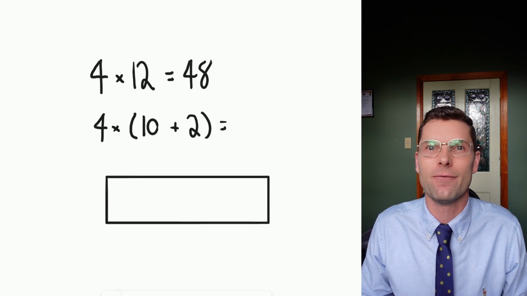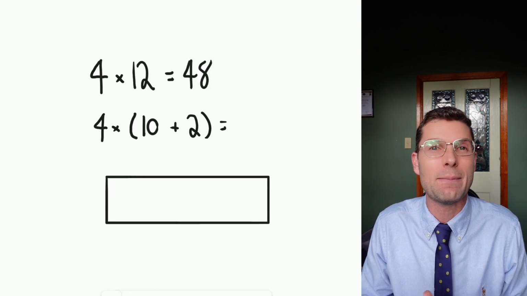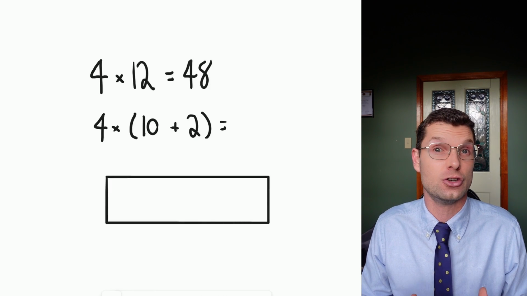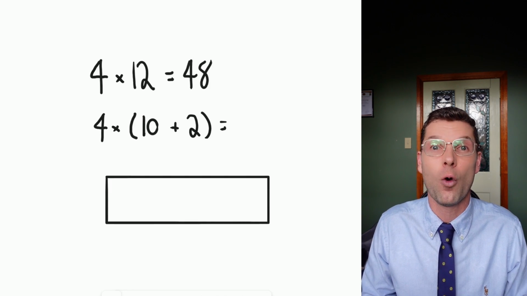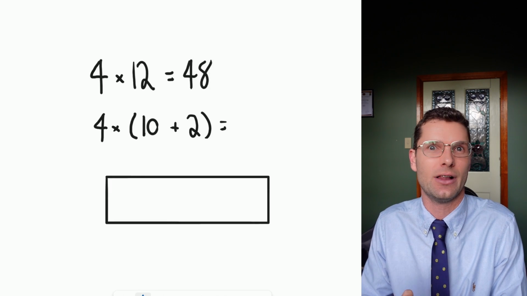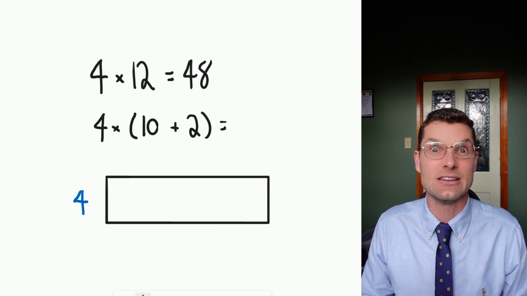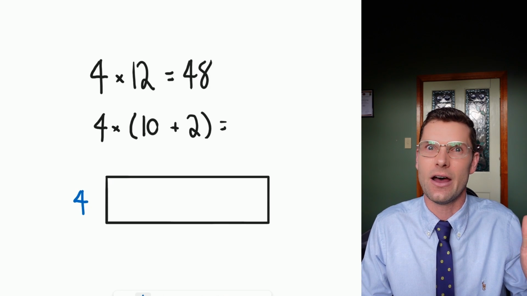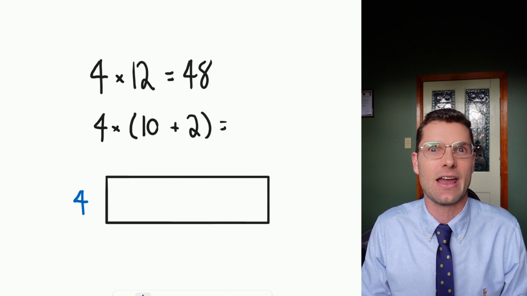For example, if I have 4 times 12, you might just remember your times table and be like, hey, that's 48. But another way that we could represent this is that 4 is being multiplied by 12, and another way to write that is 10 plus 2. If I throw this into our area model, or our rectangles, I've got 4 on one side. 4 is going to be multiplied by the other side.